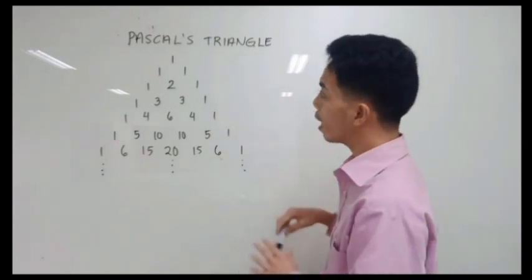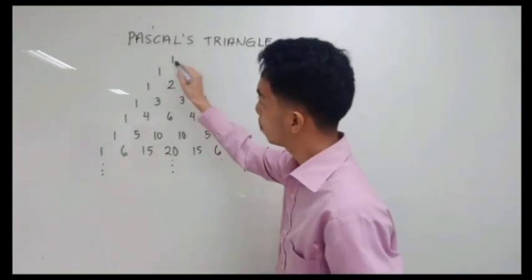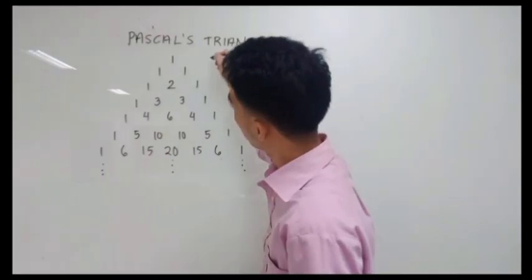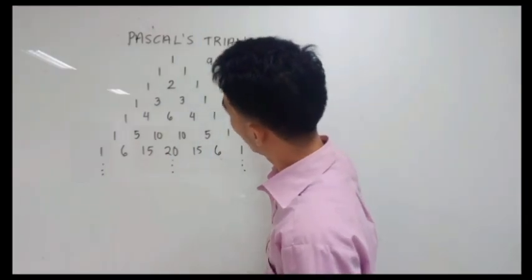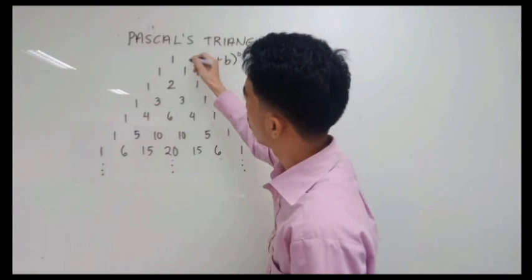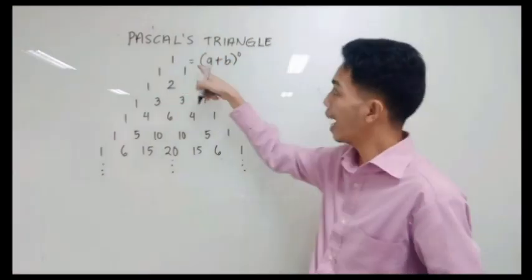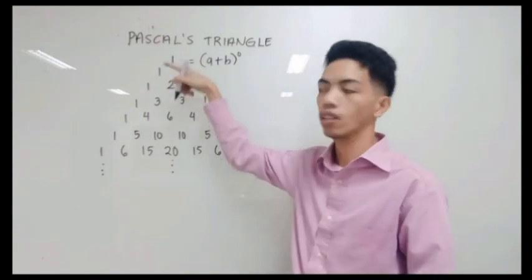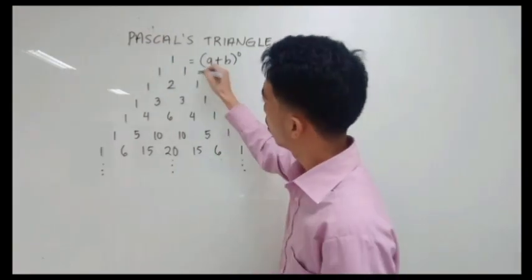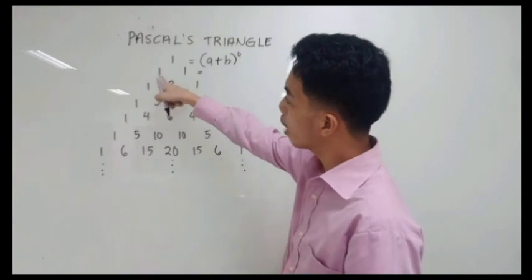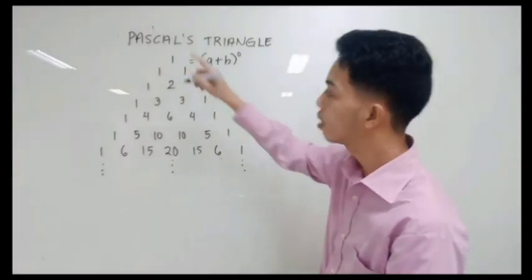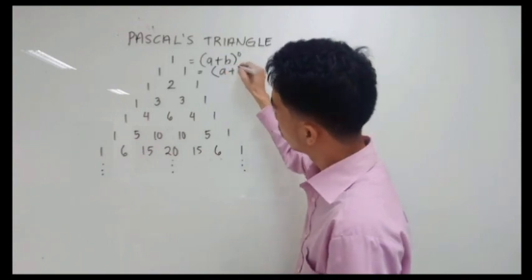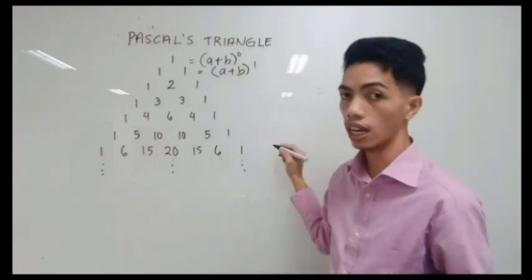Okay? So, per layer, we have this one. If we are going to expand a binomial, which is a plus b, raised to 0, that is equal to 1. Because any number, any quantity raised to 0 is equal to 1. Okay, let's have this. Kapag meron naman tayong 1 at saka 1, it is expanding a binomial which is raised to 1. Okay?